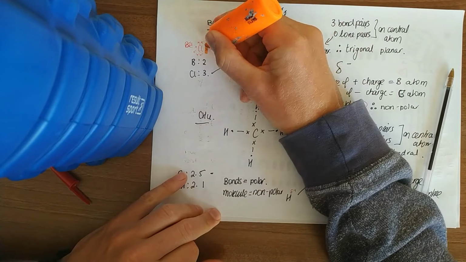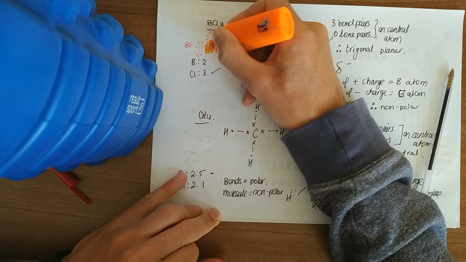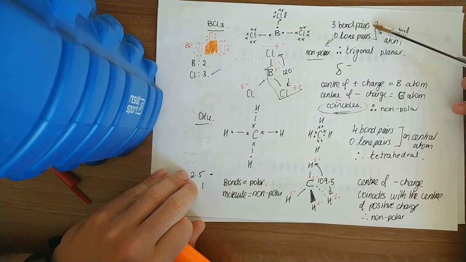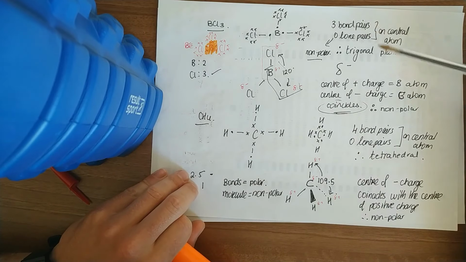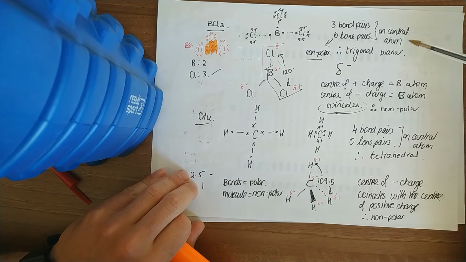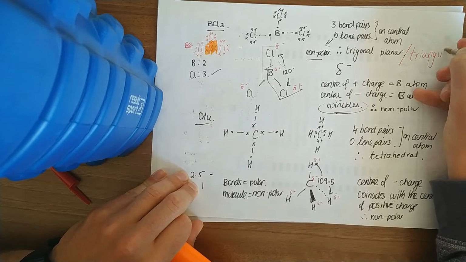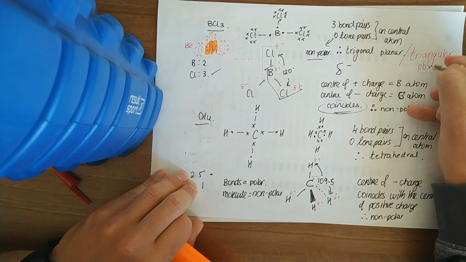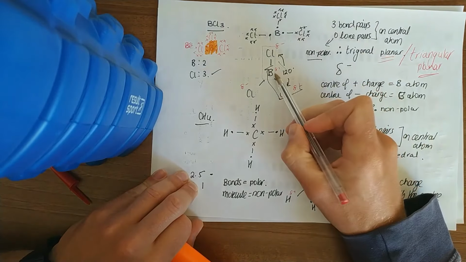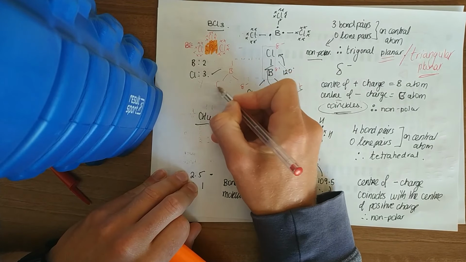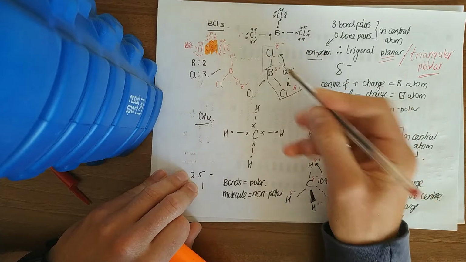Now when you're accounting for the shape on that central atom, my boron there, I have 3 bond pairs, 0 lone pairs. Any molecule with 3 bond pairs, 0 lone pairs is trigonal planar, or you might say triangular planar. Planar just means flat on a page. Since it's flat on a page, they are 120 degrees apart from each other.